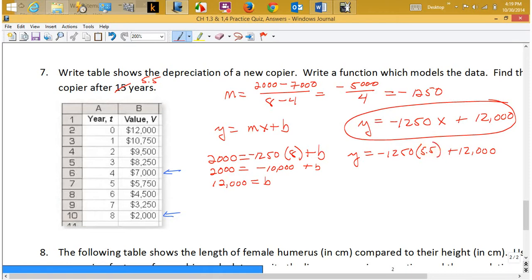Now let's work that out. So it's going to be y is equal to a negative 6,875 plus 12,000, because a negative 1,250 times 5.5 gives me a negative 6,875. So let's add that together. And so I'm going to get the value of the copier after 5.5 years would be $5,125.